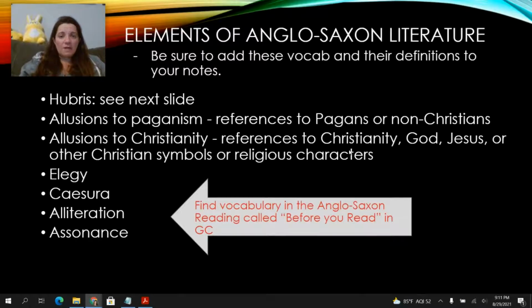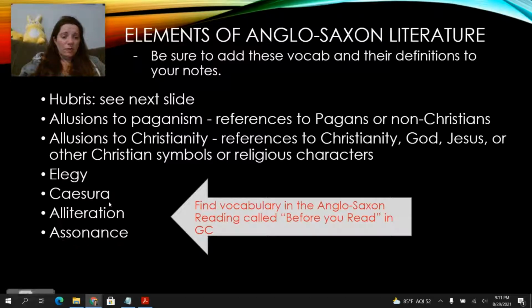So just keep that in mind as you are reading through the poems this week, and as we move into Beowulf next week. Looking for those allusions to Christianity or allusions to paganism will be important for us to remember, so we can distinguish the difference between the Anglo-Saxon people and the monks who were writing their stories down, because those are different people, hundreds of years apart from each other oftentimes.